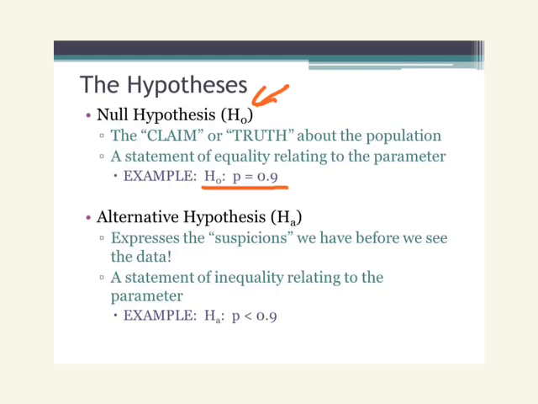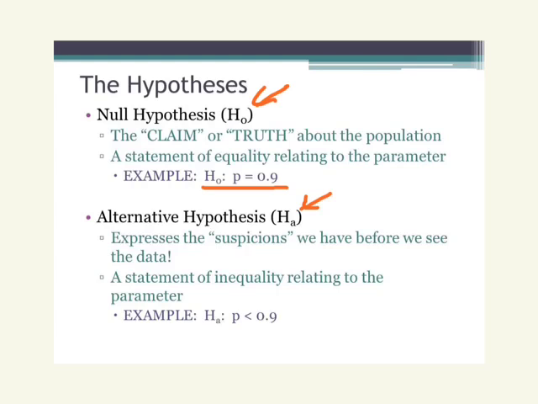All right? So when we talk about the null hypothesis, again, that's the claim or truth that we're going to assume about a population. The alternative hypothesis, which we're going to represent with H sub A, is going to express our suspicions about the population parameter. And we need to write these before we see data, all right? We can't look at data and then write an alternative hypothesis because, well, then obviously we have a little bit of bias.